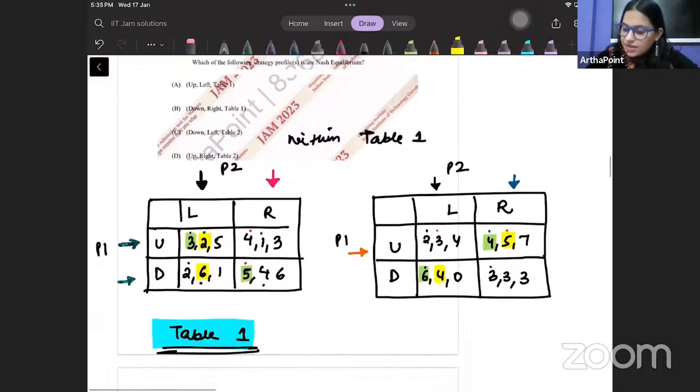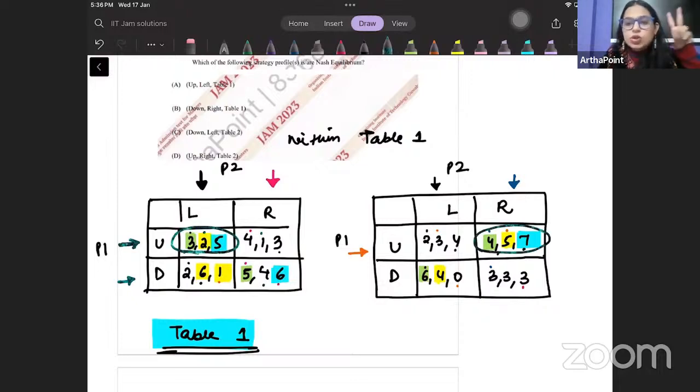So he is comparing, is 5 greater or is 4 greater? 5 is greater. Then he is comparing the second cell. Is 3 greater or 7 greater? 7 is greater. Then the third cell. Is 1 greater or 0 greater? 1 is greater. And then the fourth cell. Is 6 greater or 3 greater? Clearly 6 is greater. So I see that this is completely colored out and this is colored out.